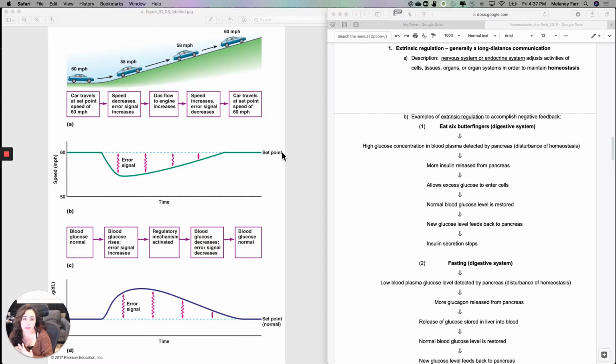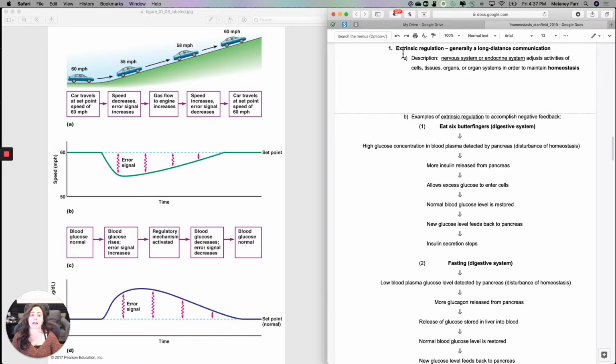And so what we're going to do today is we're going to look at a couple of examples in the human body, more than a couple, that fit into two different categories. So there's what we call extrinsic regulation, which we're going to cover first. It is a form of negative feedback that's generally, often, not always, but a little longer distance. And then there's intrinsic regulation, which is usually a little shorter distance.